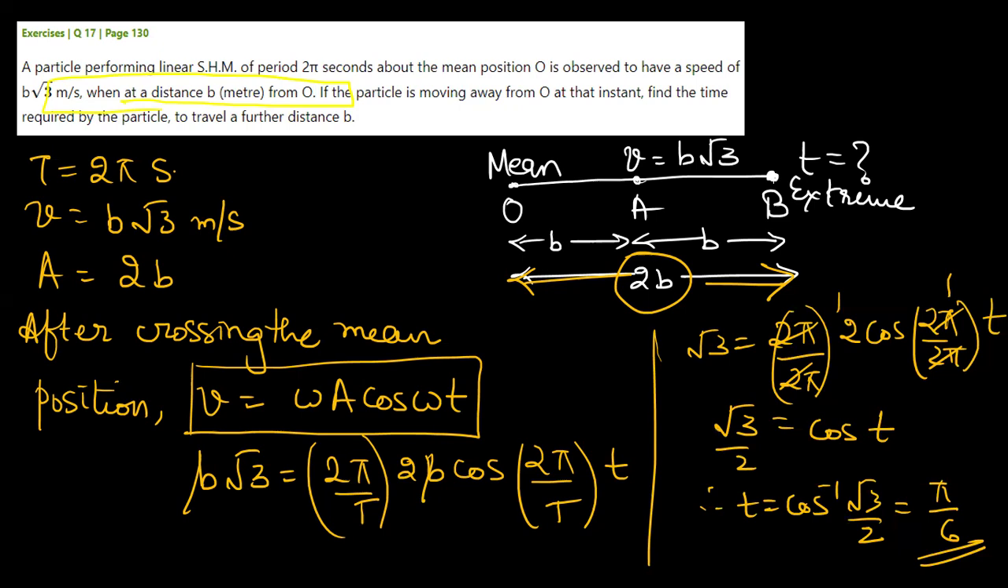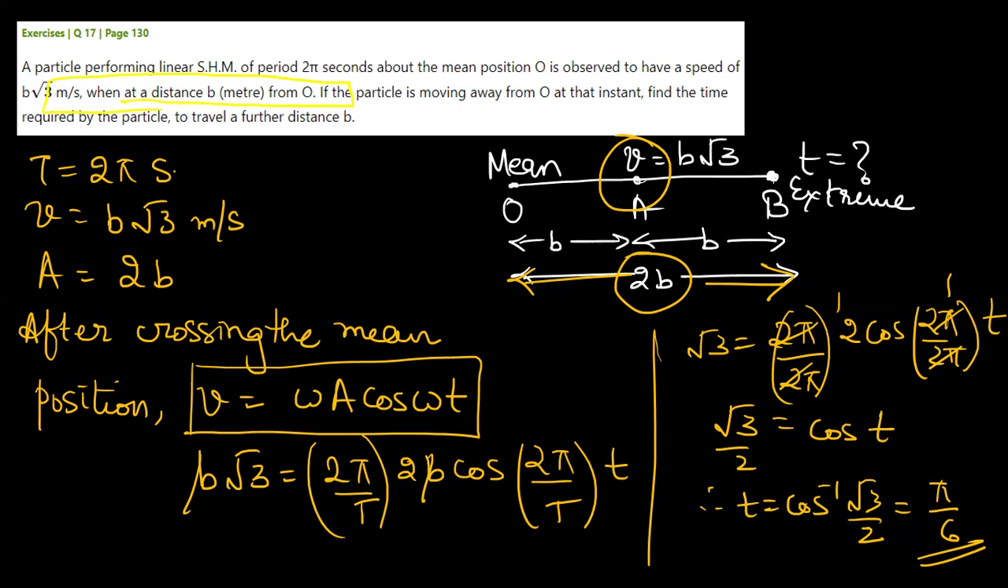From O to A, because B, where is the root 3 velocity? It is at point A, right? So I have just found out the time taken from O to A, right? So time taken from O to A will be pi by 6. So what will be the time taken till B? We have to find the further distance, right? It will be double of this time.